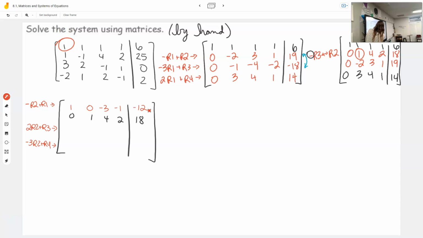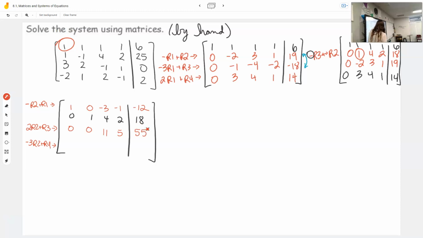2 times 0 plus 0 is 0. 2 times 1 is 2 minus 2 is 0. 2 times 4 is 8 plus 3 is 11. 2 times 2 is 4 plus 1 is 5. 2 times 18 is 36. 36 plus 19, 46, 55. Ooh, someone better double check that math.